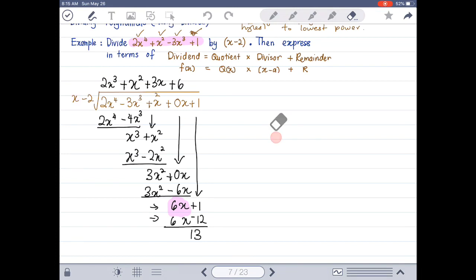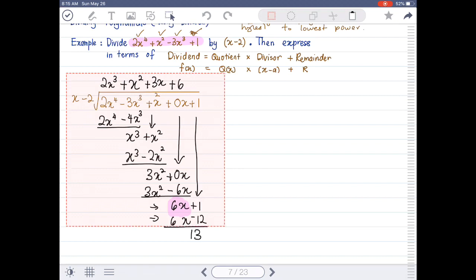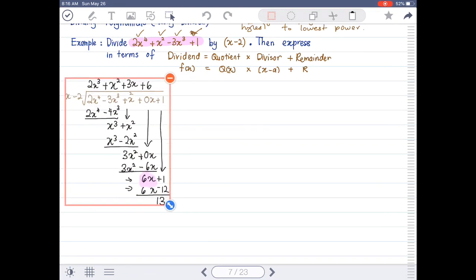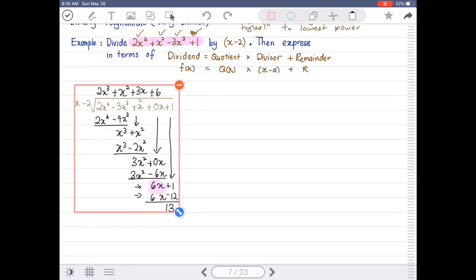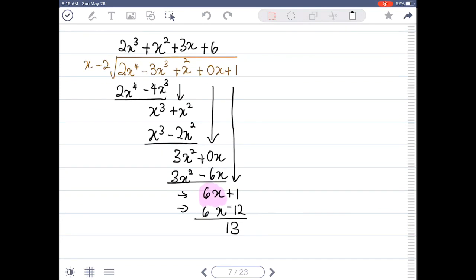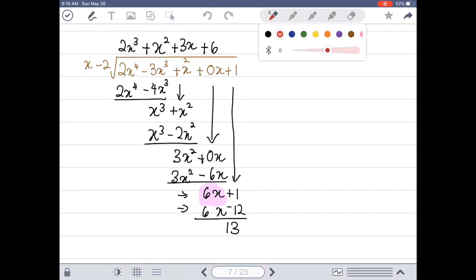So that's the end of our long division. Let me resize this. Okay. From our long division, the original polynomial is known as the dividend. In symbols, sometimes they write it as f of x.